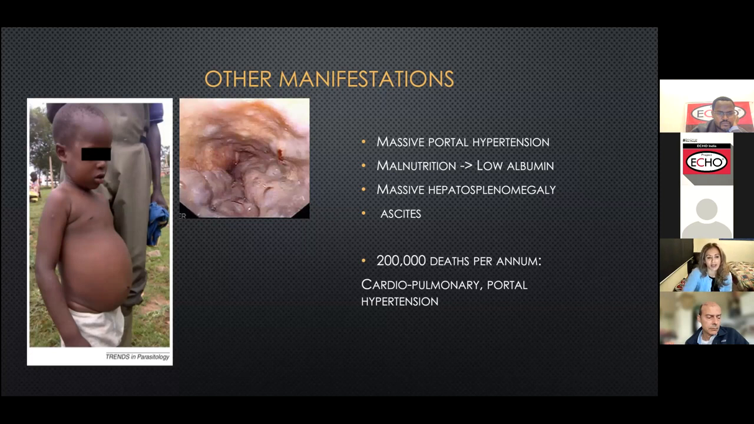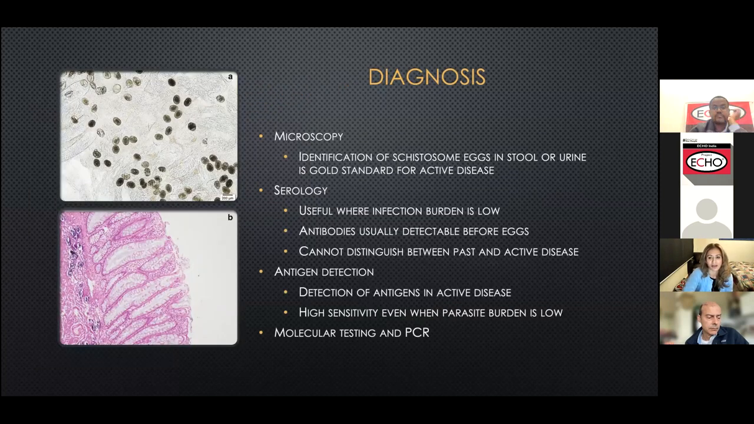So the diagnosis can be tricky. The classic is looking for schistosome eggs in the stool or urine, and that's the gold standard. Serology is supposed to be more useful where the burden of infection is low, and it's useful in that the antibodies will turn up before eggs are detectable, but it can't distinguish between past infection and active disease right now. Antigen detection tests are becoming more popular, and they have a very high sensitivity even when the parasite burden is low. And of course, molecular testing and PCR are gold standard.